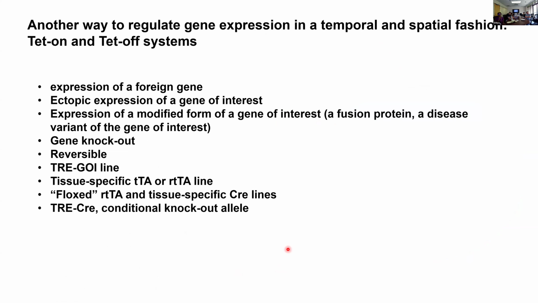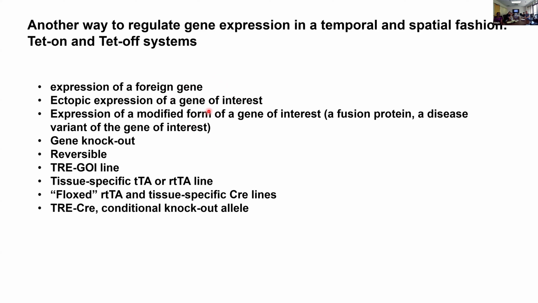Another way to have spatial and temporal control is the TET on, TET off system. For this, a lot of times we use it more as a gain of function approach. The tamoxifen inducible Cre we talked about just now is most of the time used as a loss of function, to knock out the gene. But with this, you can drive gene expression.